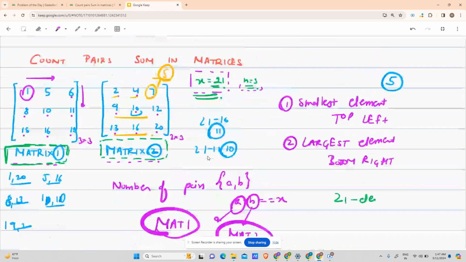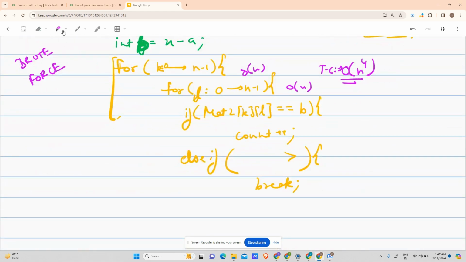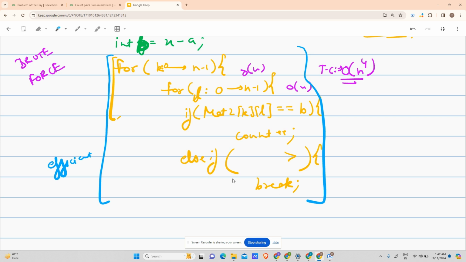What can we do next? My optimization technique will not be the optimization in the perfect sense; I will say that I'm making it efficient. For making it efficient, I can remove these steps somehow. How can I remove them? What is this loop doing? This part is checking if b, which is x minus a, exists in matrix 2. This is the whole purpose of this part, right?